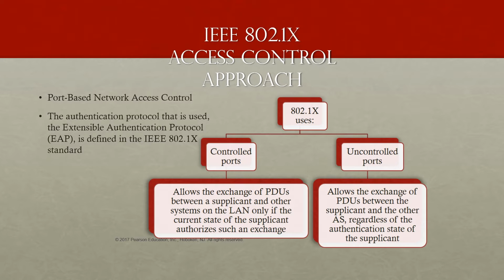An uncontrolled port allows the exchange of PDUs between the supplicant and the other AS, regardless of the authentication state of the supplicant. A controlled port allows the exchange of PDUs between a supplicant and another system on the LAN only if the current state of the supplicant authorizes such an exchange. IEEE 802.1x is covered in more detail in Chapter 5.